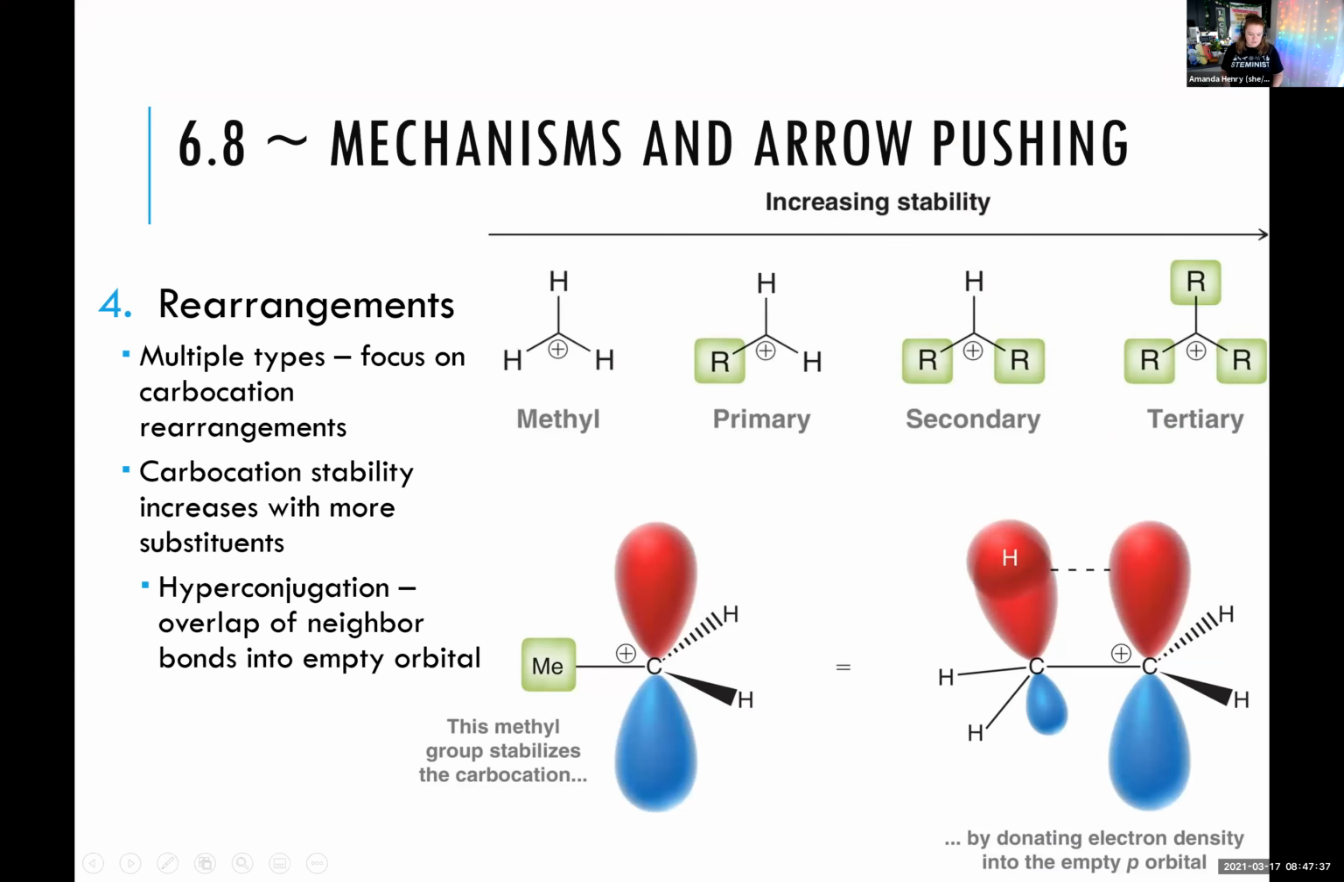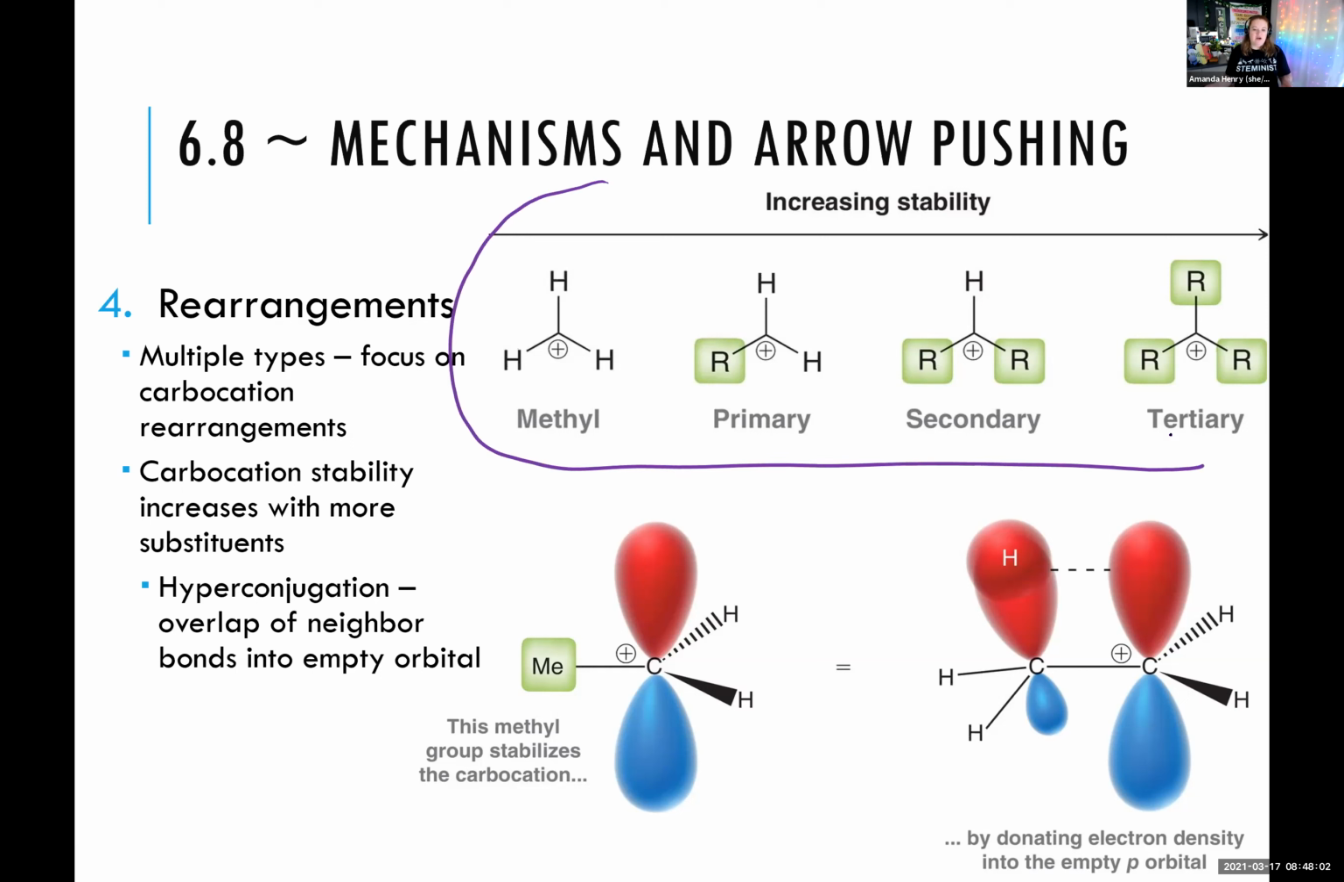Okay. So Monday, we talked about the first 3 types of mechanism steps. We talked about, trying to remember them in order, nucleophilic attack, loss of a leaving group, proton transfer. We're on to the 4th one. And what I ended with on Monday was this part up here.